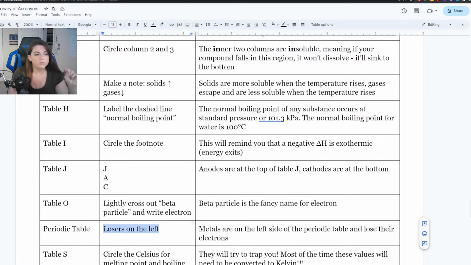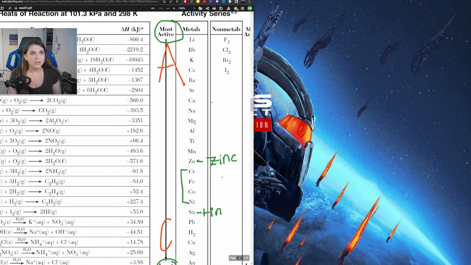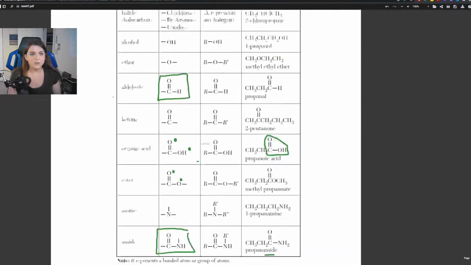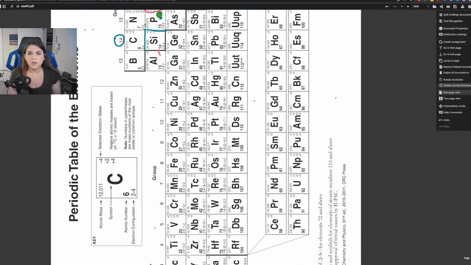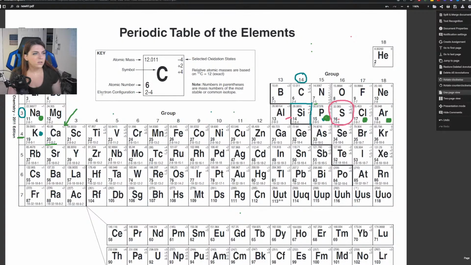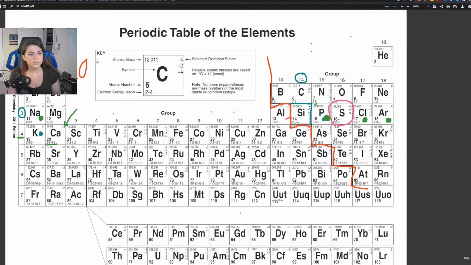Oh, something else I like about the periodic table specifically. And I have always used this to make fun of students. Losers on the left. If you look at the periodic table, the losers, i.e. the metals, are on the left side of the periodic table, and they like to lose electrons. The metalloids are the splitting point. These are the losers. And over here we have the gainers. And this is in terms of making ions.